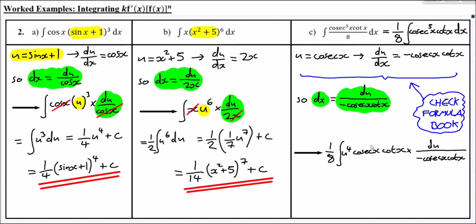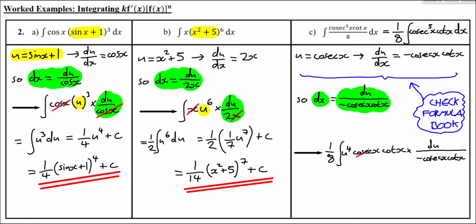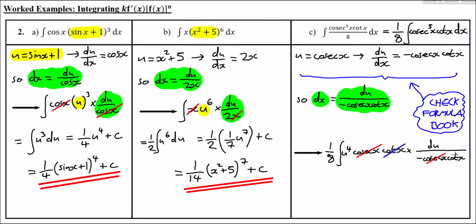So u to the power 4 times cosec x squared. Just take a moment to convince yourself that is u to the power 5. I've just partitioned it so that one bit here will nicely cancel with that. You need it to cancel, otherwise you're in trouble. So cosec will cancel with a cosec there, and also I'm going to have that cot cancelling with that cot. But don't forget about that pesky minus.